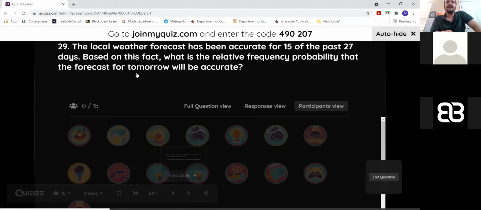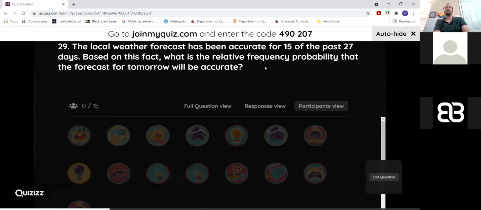So the local weather forecast has been accurate for 15 of the past 27 days. Based on this fact, what is the relative frequency probability that the forecast for tomorrow will be accurate? In this, you should reduce your fractions.